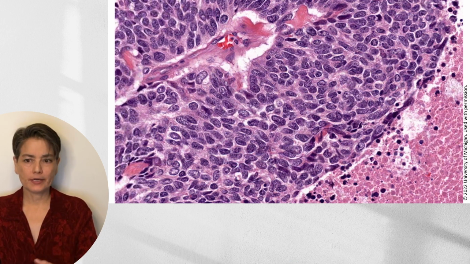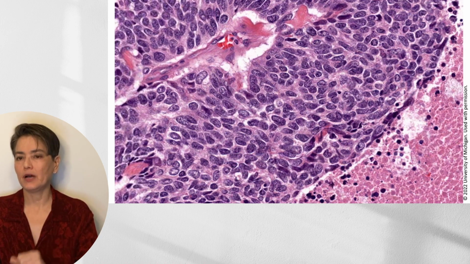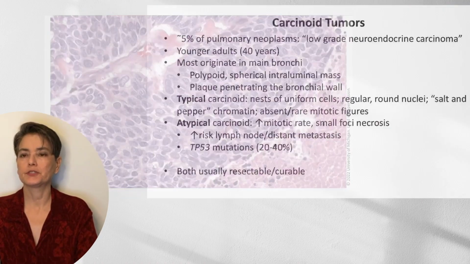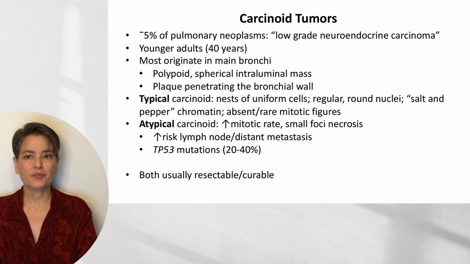Now, this is a neuroendocrine carcinoma, which means we have to take a brief detour into the carcinoid tumors. So carcinoid tumors are about 5% of pulmonary neoplasms. They're referred to as carcinoid because they were not carcinomas, but they are best reviewed as a low-grade neuroendocrine carcinoma. They tend to affect younger adults with a median age of 40, and most will originate in the main bronchi. They can present either as a polypoid spherical intraluminal mass, again causing distal atelectasis with obstruction, or it can be a plaque that penetrates the bronchial wall.